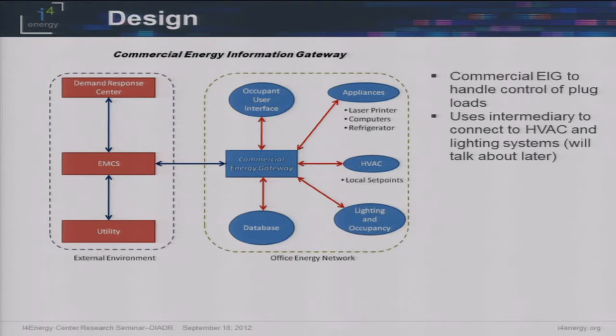Here's a reference design for the commercial energy gateway. As you can see, the gateway's in the middle, and it communicates with the occupants via a user interface. It communicates with appliances over a variety of methods, and I'll talk about that later. For the commercial case, or for Saturday Hall, we assume that the gateway will only control plug loads, and that a central controller will control HVAC and lighting. The gateway also talks to the database. The gateway's connection to the outside world is through the building energy management system.